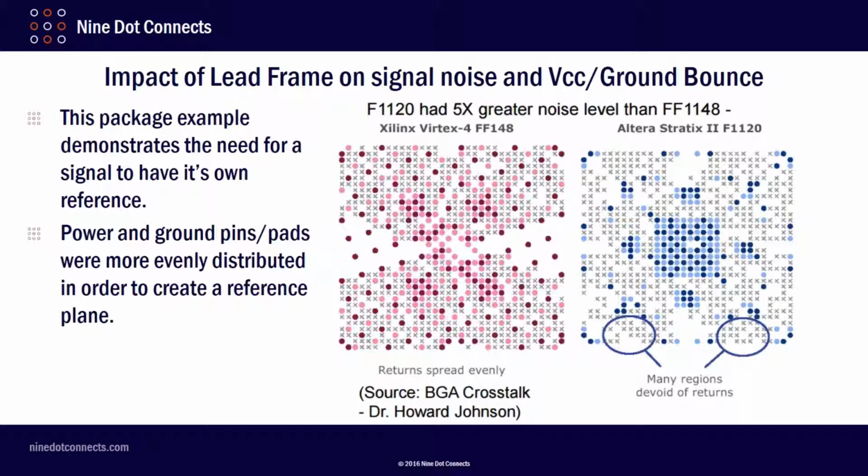So the key here is you want to look for a part that has power and ground pins or pads evenly distributed. If you're going to go buy an FPGA and put it on your board, just be aware that if the pin out is not such that you have good references, you can expect either EMI issues and/or impedance mismatch problems. The reference planes created that return path people talk about.